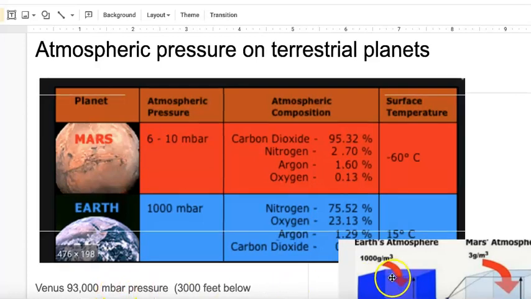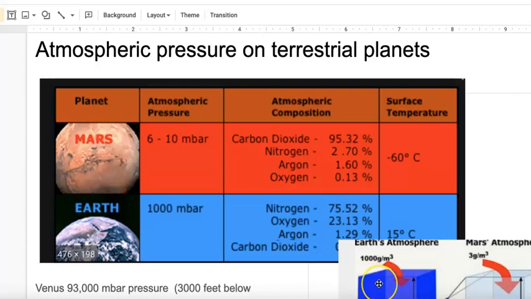So there are 93,000 grams per square meter, whereas on Earth, if we had a square meter, we'd only have 1,000 grams per meter squared, which would be 1 bar, and on Mars we only have 3 grams of molecules per meter squared. So the amount of atmosphere is very thin on Mars, and there's very little carbon dioxide, which is a greenhouse gas.